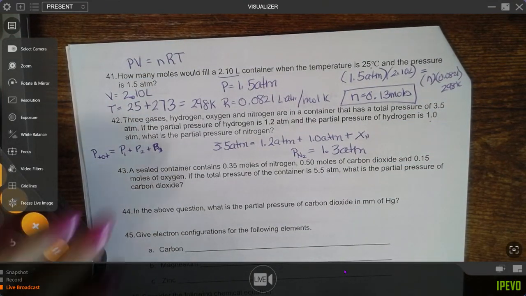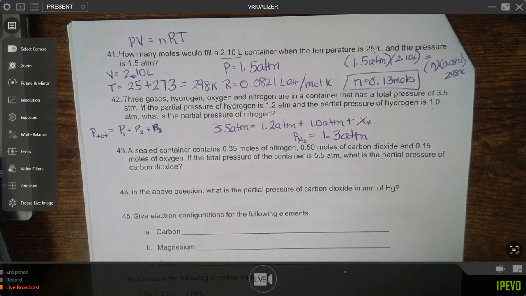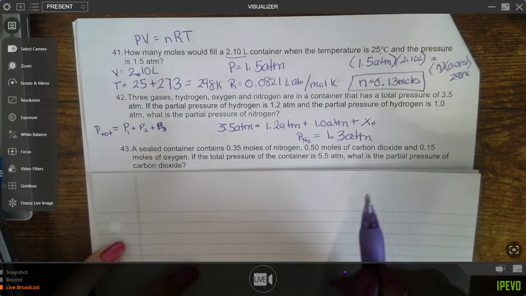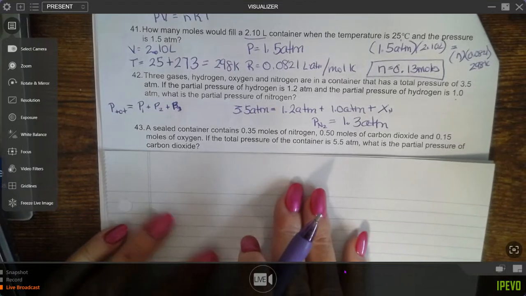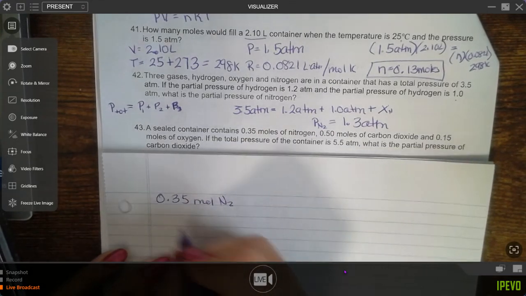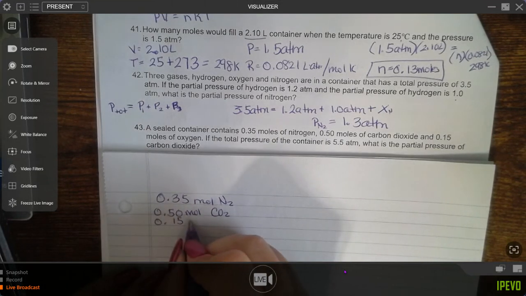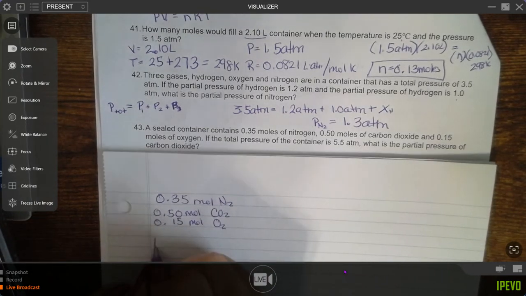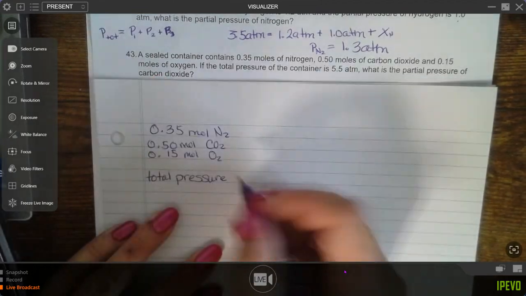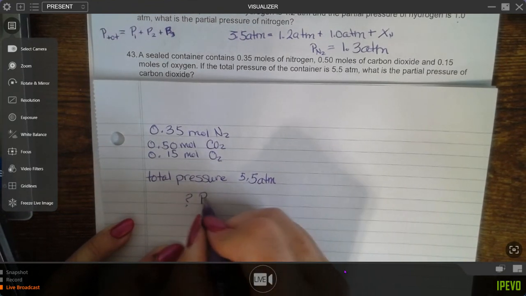Okay. Now this next one, number 43, has a little bit of a spin on it. Okay. And that spin, let me get a piece of paper because I need a little bit more room. Okay. The spin is, it doesn't give us the pressures, but it gives us the total number of moles. Okay, so here's what you can do in this case. You can add up the moles. So we have 0.35 moles of nitrogen. We have 0.50 moles of CO2. And we have 0.15 moles of oxygen. And it says that the total pressure is 5.5 atmospheres. And it asks us, what is the pressure of CO2?